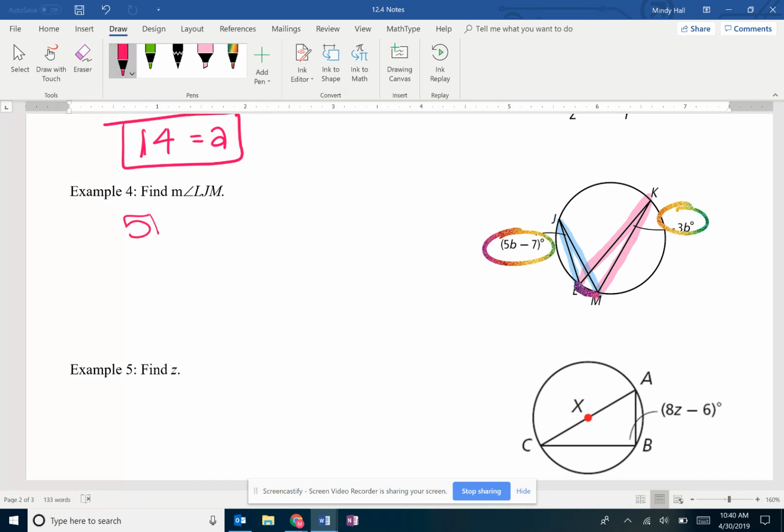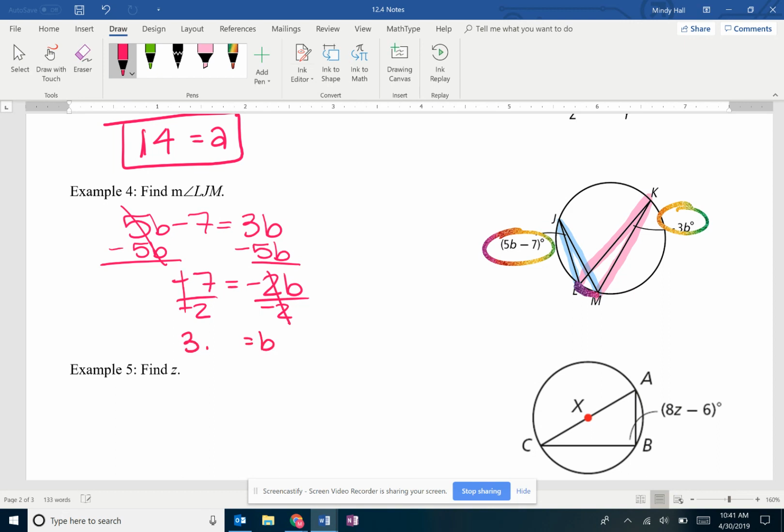So 5b minus 7 equals 3b, and then you're just solving. I would add the 7 first. Or not add the 7. What am I doing? Forgot how to do algebra for a second. I would actually subtract the 5b first, because then you get the negative 7 by itself, and you have negative 7 equals negative 2b. When you divide by negative 2, the negatives cancel each other out, and you get that b is 3.5.